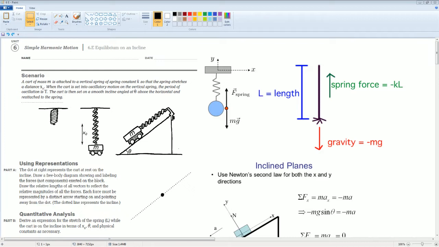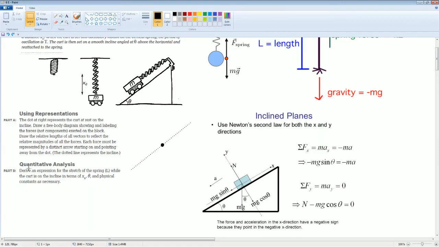All right, so now that it is on its incline, part A. The dot at the right represents the cart at rest on the incline. Draw a free body diagram showing and labeling the forces, not the components, exerted on the box. Okay, so this should remind you of the incline plane problem, right here on the right, if you would like to remember.